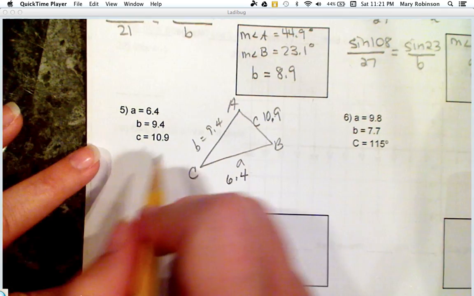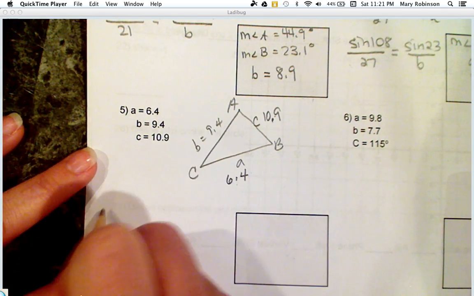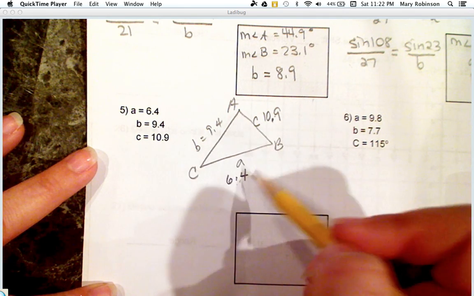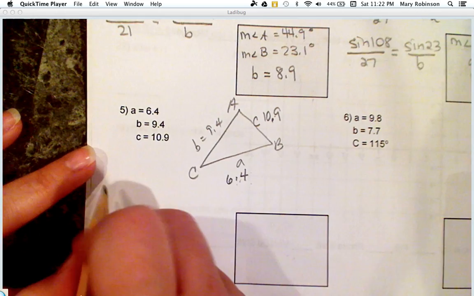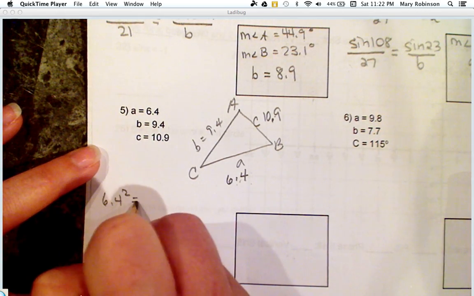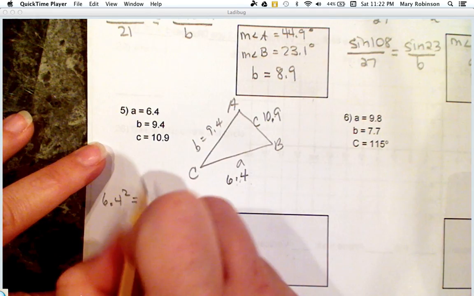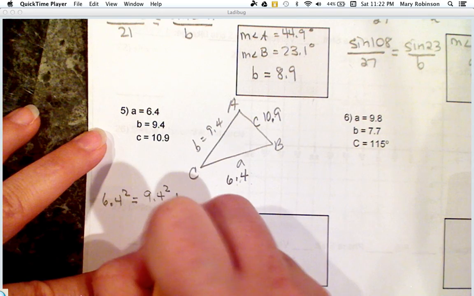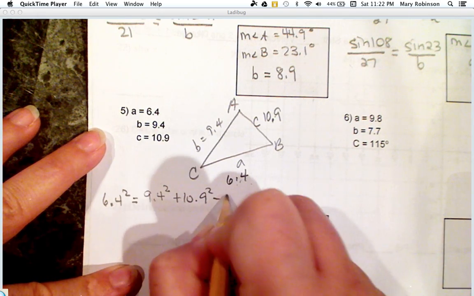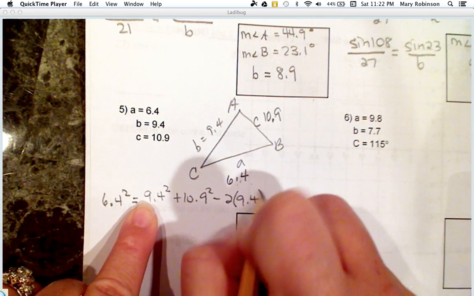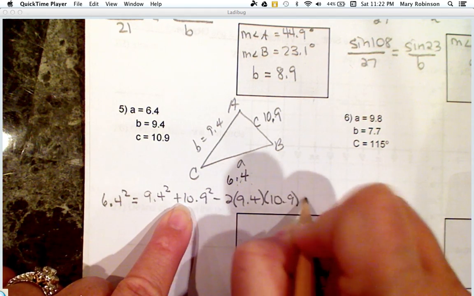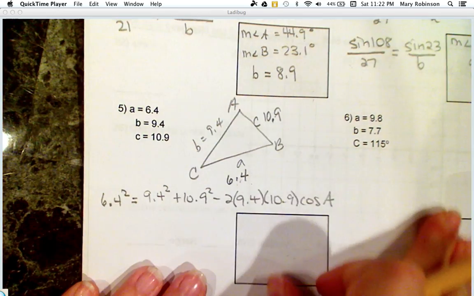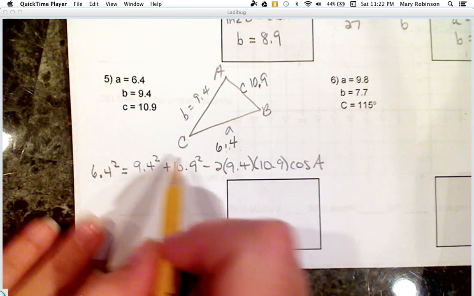So remember your law of cosines, you start with a side and then you're going to end with cosine of that angle. So if I'm finding angle A, my job is to start with side A. So 6.4 squared equals the sum of the other two sides squared, minus 2 times these two sides, and cosine of A.